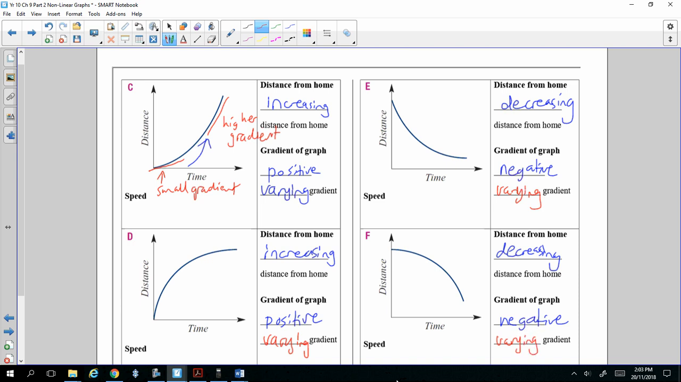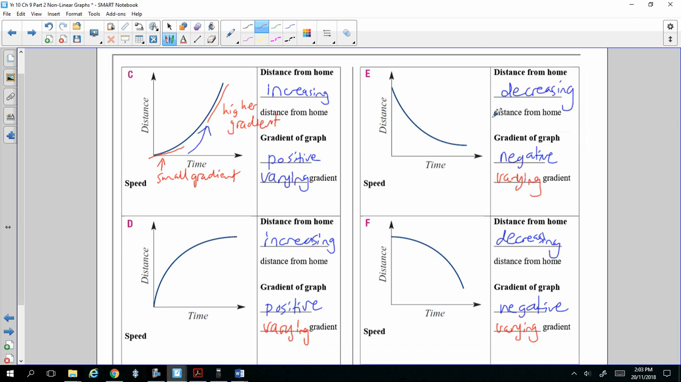All right, continuing on. We still have to talk about the speed. So let's look at the speed. So in that case, this one, the speed is going up, isn't it? So we say it's increasing speed. Increasing speed. And what description do we say? If it's increasing speed, we say it's accelerating. And then this is decreasing speed because it's getting slower. We say it's decelerating. Decelerating.